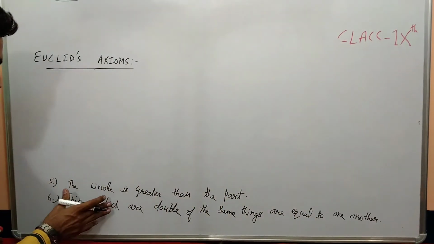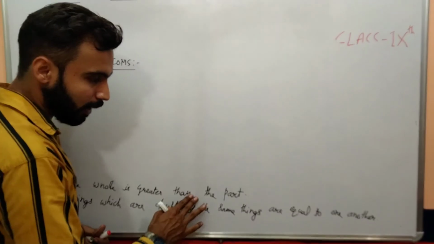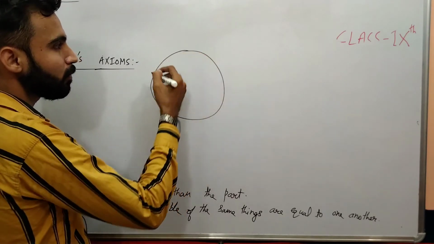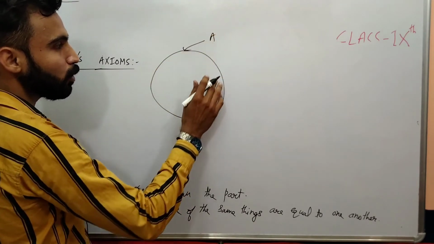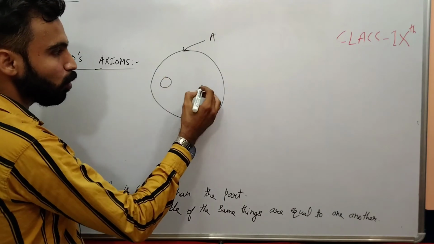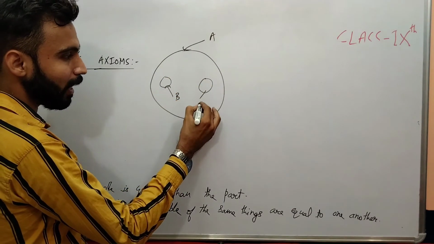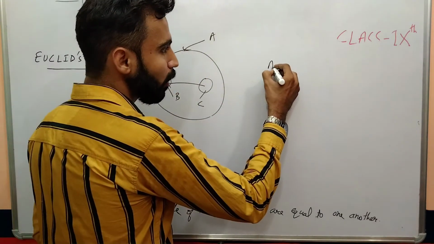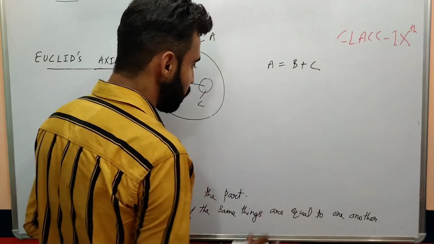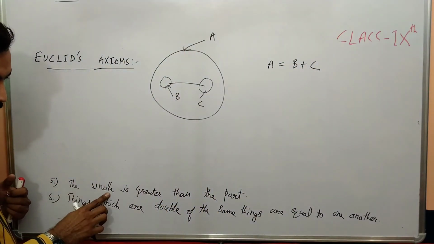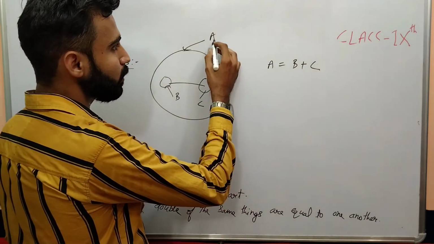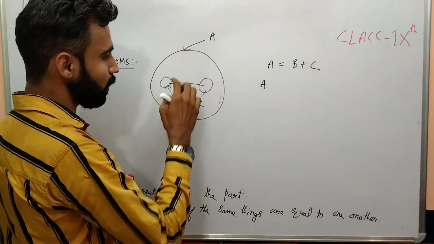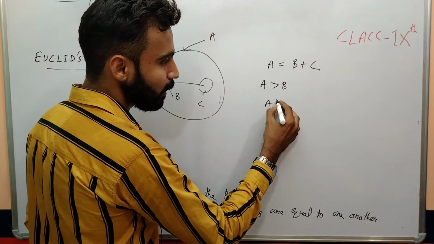Now moving on to the next axiom, which says the whole is greater than the part. Let me explain this with an example. Let me draw a circle here and name the circle A. Now there are two other circles, let me name them B and C. Now you can see this A is made up of B and C. So I can write A as B plus C. Right? So let me reread this: the whole is greater than the part. Now you can see that circle A is made up of two circles B and C. Then clearly circle A is greater than B, or you can say circle A is greater than C.